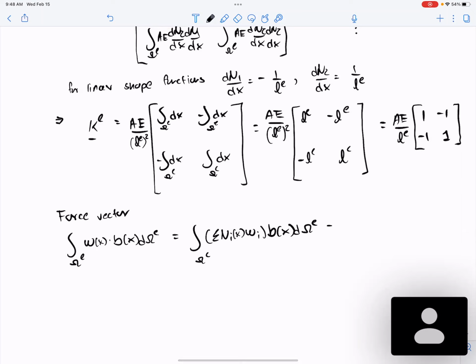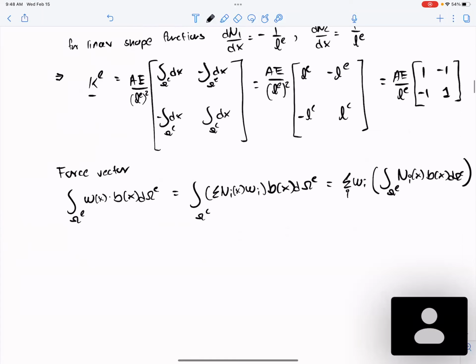And then just like before, I'm just going to rearrange this. I'm going to take the numbers outside, and then I'm going to end up with just the shape functions times Bx. And this is the force vector. Again, this definition is general for linear, quadratic, etc. It's just the integral of the shape functions times the body force.